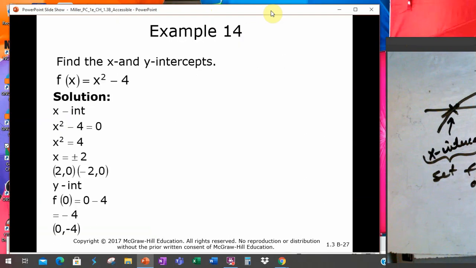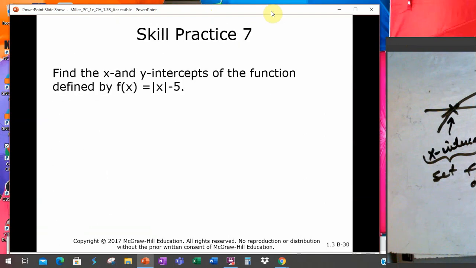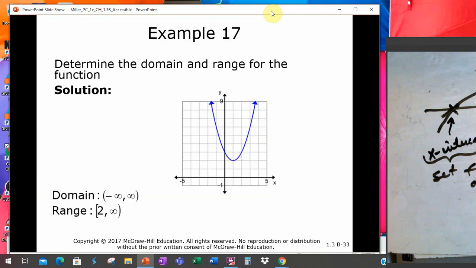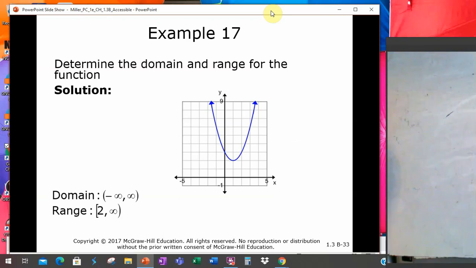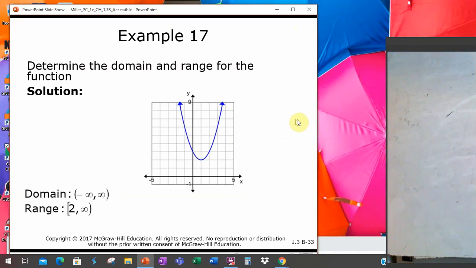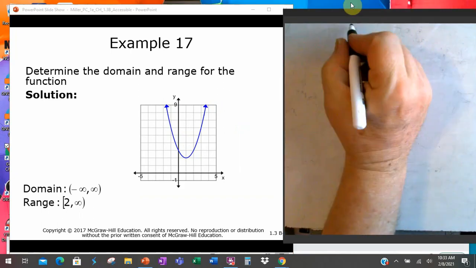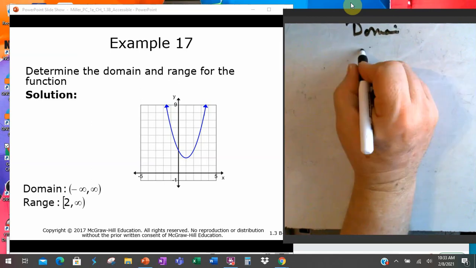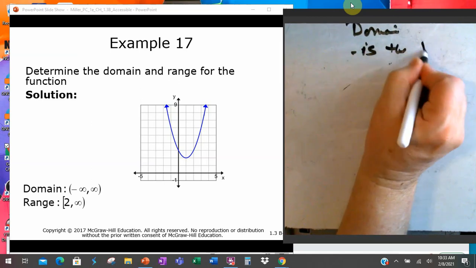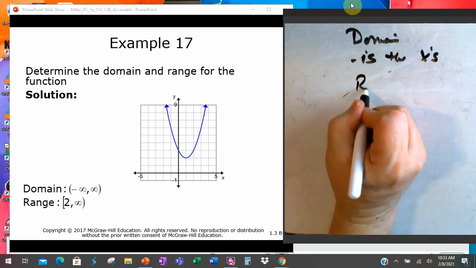So let me see if there's any other good things. We're going to go back over this as we go through. I just want to get through most of this stuff real quick. Determine the domain and range of the function. So the domain, that is the x's. The range is the y's.